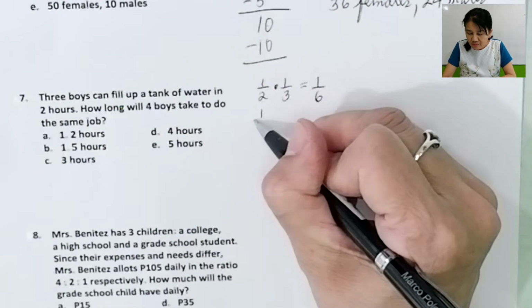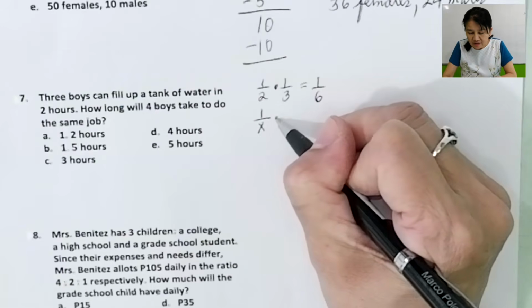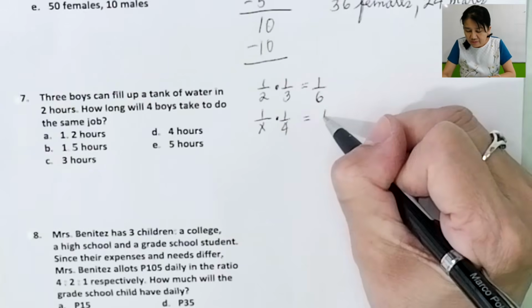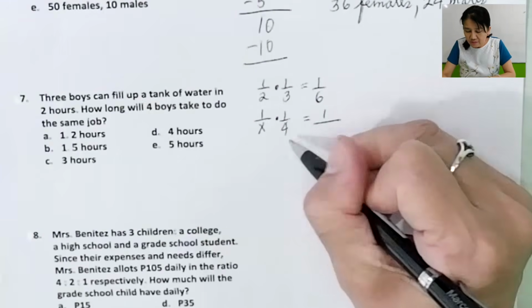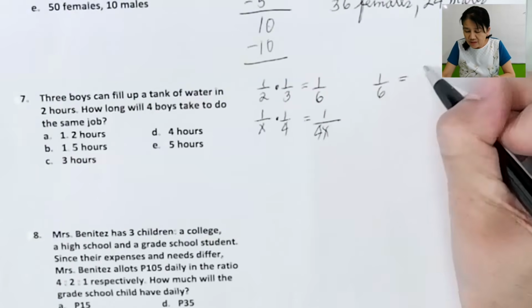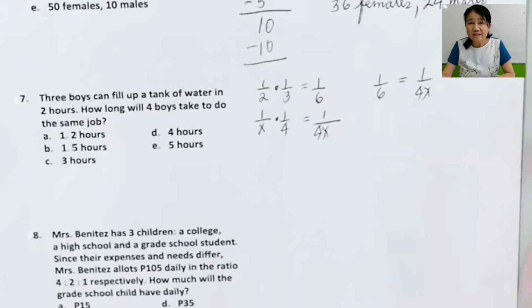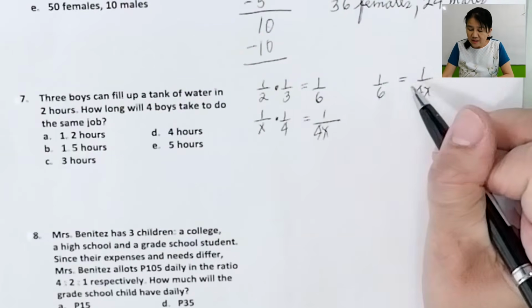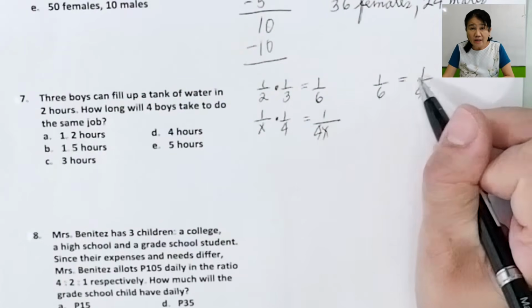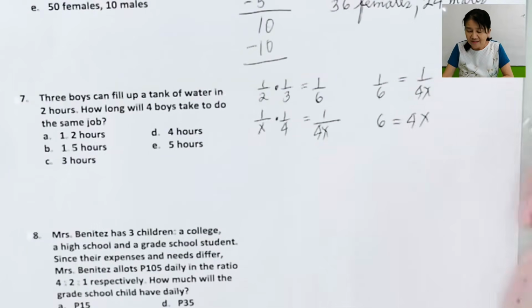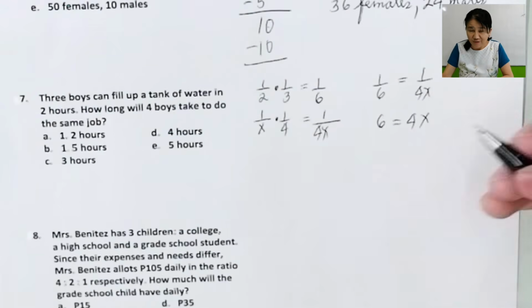Now it says here, how long will 4 boys take? So how long? That's 1/x, that's the rate. 4 boys times 1/x. So we have 1 times 1 is 1, over x times 4 is 4x. Equate them, 1/6 equals 1/4x. Now, whenever you get a fraction like this, both with 1 in the numerator, just equate the denominators. So 6 equals 4x. That will make things easy and fast.